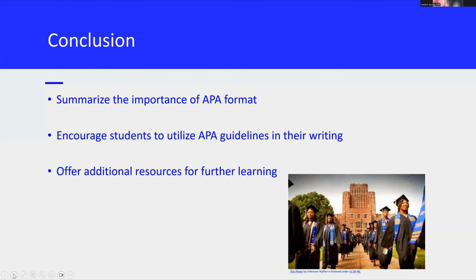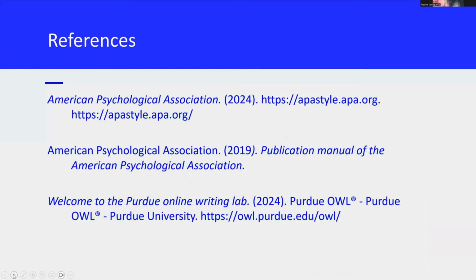For further learning and assistance, make use of resources such as the APA Publication Manual and online guides like Purdue OWL. These tools will support you as you continue to refine your skills and enhance your understanding of APA formatting.